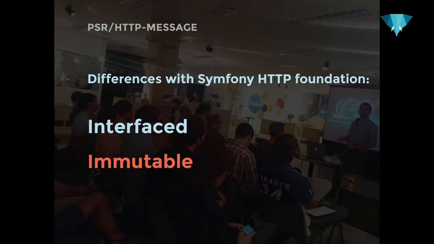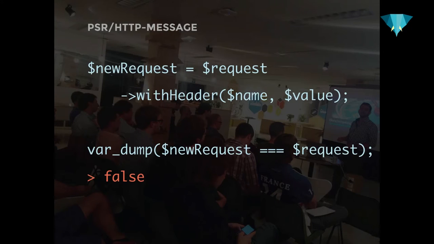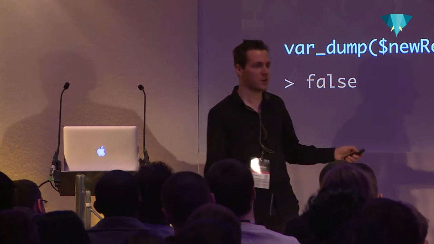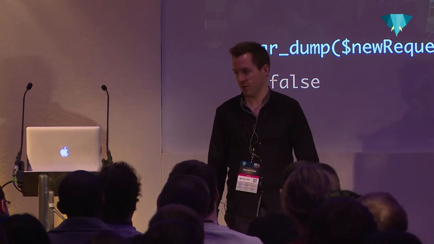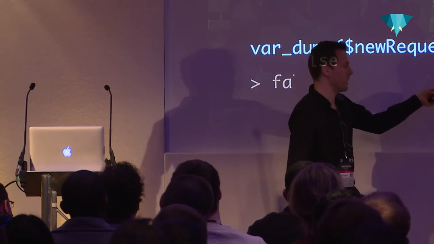What else is different with PSR 7 request and response objects is that they are immutable. Who knows what immutability is? Good, I see a lot of hands. So immutability states that an object will never change state. If you call a method on it, it may return an attribute value, like getHeader, it will return a header. But if you want a new object with a different state, then you would have to call the withHeader method. This withHeader method will return a new request object with a changed state, and the original request object will remain the same. So if you var_dump the strict comparison of these two request objects, it will return false.